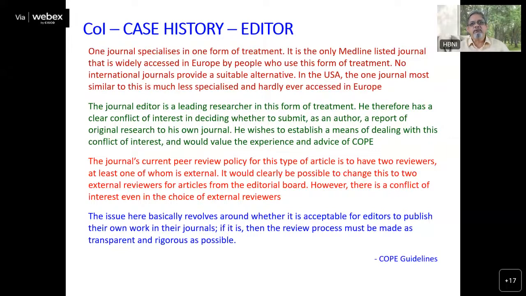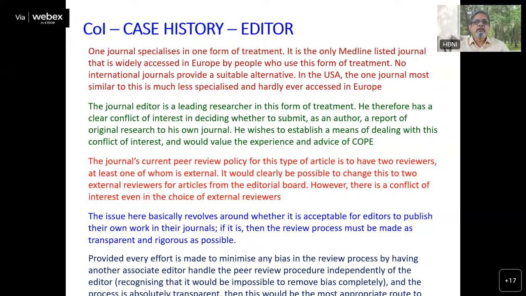So the issue basically revolves around whether it is acceptable for editors to publish their own work in their own journals. If it is acceptable, then of course the review process must be made as transparent and as difficult or rigorous as possible.